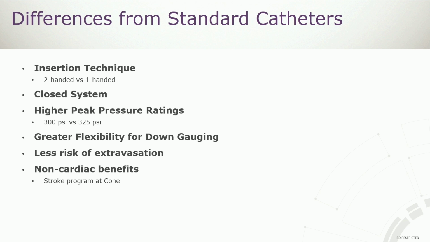The other difference is your peak PSI rating. So these are 325 max PSI versus 300, which doesn't sound like a lot, but that 25 PSI difference really helps you out when you're doing power injection, making sure that you're not going to have pressure limiting issues on your injector. And then the biggest thing for us has been the flexibility with down gauging.